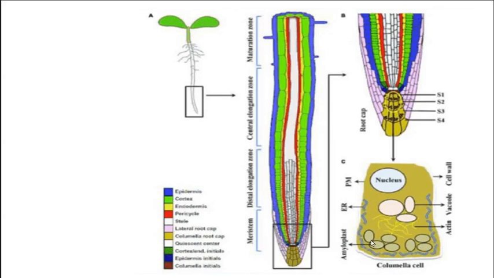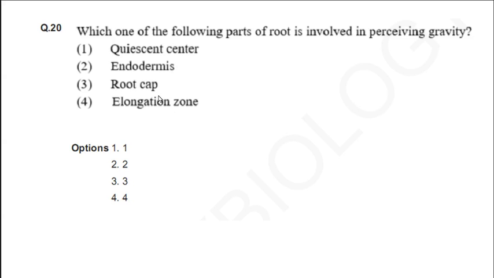These statoliths are starch filled amyloblast organelles. These amyloblast organelles sediment at the lowest part of the cells, and help the root to perceive gravity. So these statocytes are the gravity perception cells, and they are present in the root cap. So let's go back to the question. Root cap is the region which has statocytes, so this is the region which perceives gravity. Okay, so the answer will be 3.